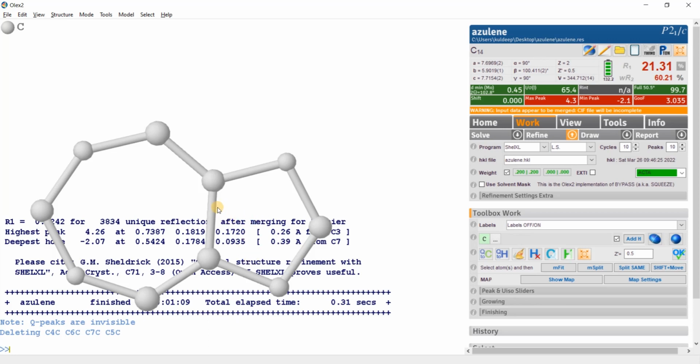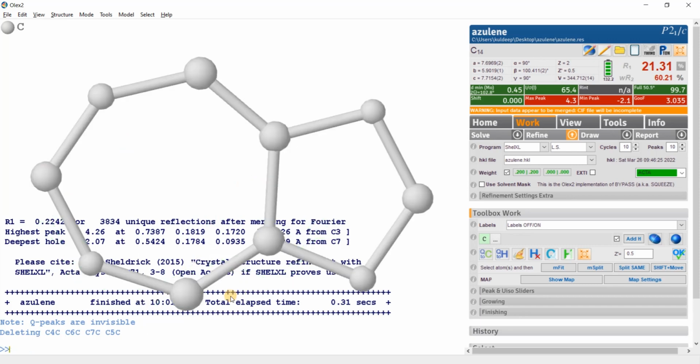For this, what I have to do, I will select all the carbon atom by pressing Ctrl A, and I will type PART -1 and -C. What this means? Negative part number is for the symmetry equivalent or molecule on the special position, and -C brings the selected atoms into the asymmetric unit. Now press enter.